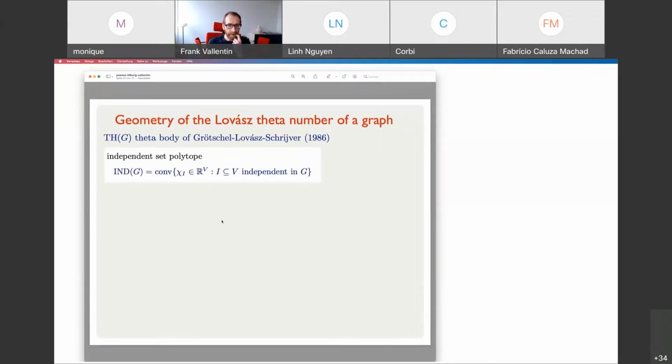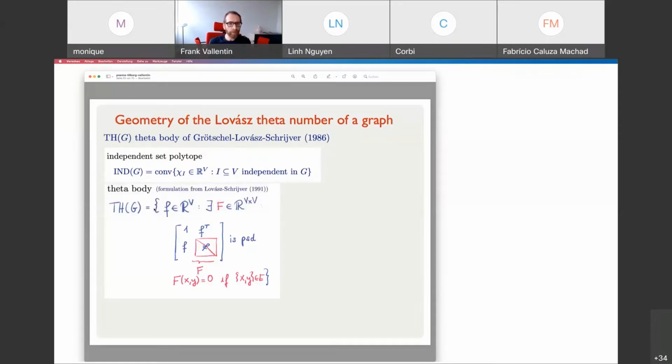And they look at a relaxation of the independent set polytope. So the independent set polytope of a graph is the convex hull of all characteristic vectors of independent sets. So that was the starting point. They want to find a relaxation of this, a body which is a bit bigger. And that's the theta body.